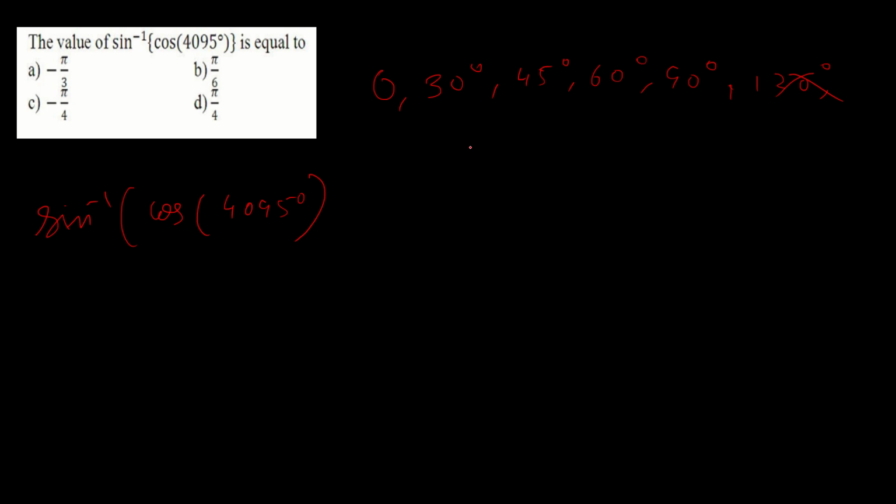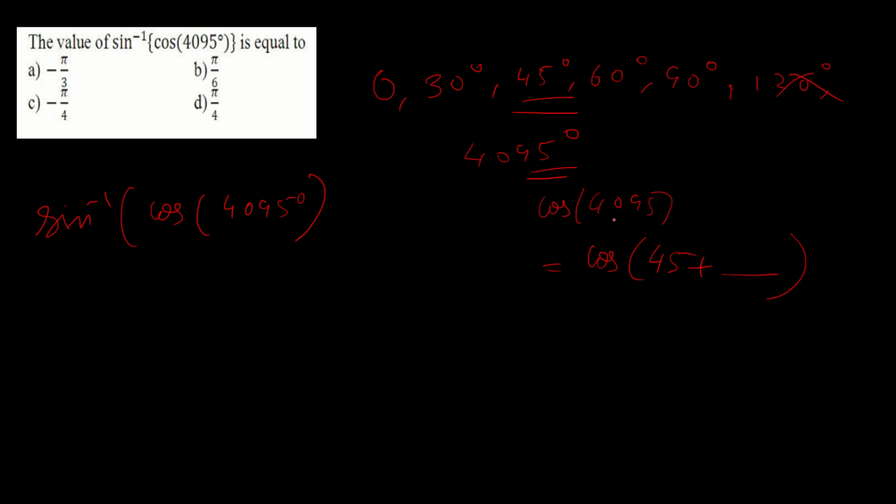Okay, let's go to the unit digit place of 4095 degrees. The unit digit is 5, right? Which of these angles has the unit digit 5 here? 45, right? So we know that 4095 and 45 have some relation. So we can write cos of 4095 equal to cos of 45 plus something.